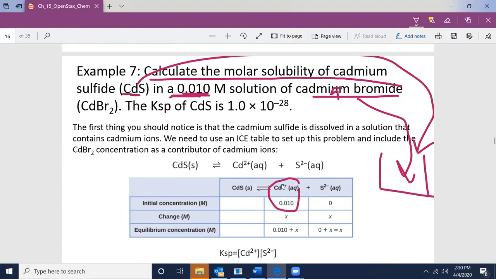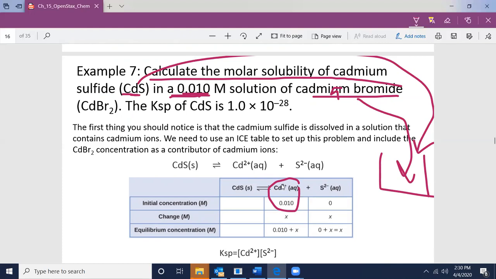So you have to go by the same stuff, the ICE chart. But what is tricky here? We have to figure out, and that's in the exam, it's not going to tell you that it's a common ion effect. It's a problem related to the common ion. You have to read and figure that out on your own.